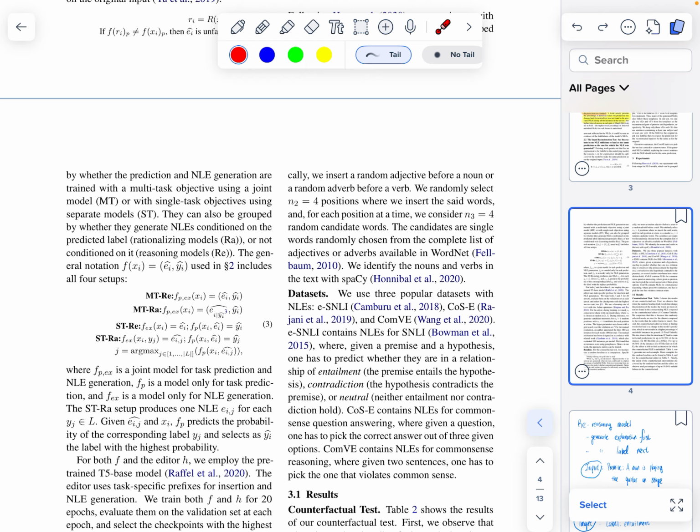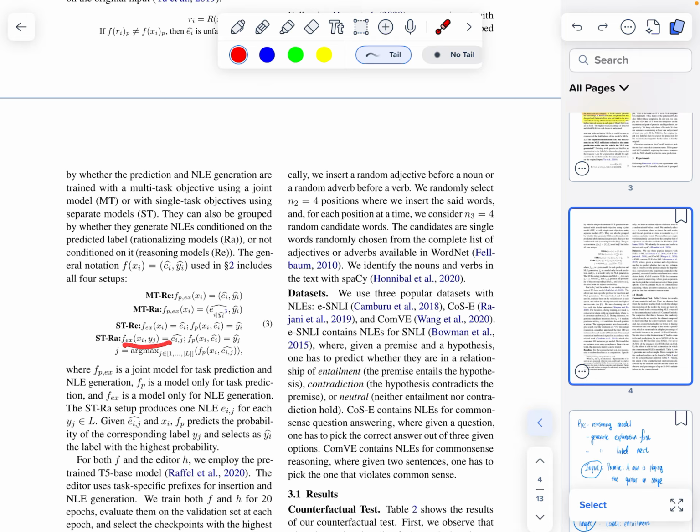What does this mean? So joint model means I think it is a joint model for task prediction and NLE generation, and then it generates the explanation and then the label, right? For the separate models, you have one that's for explanation, and then this explanation is fed into the prediction model. So yeah, you can see this is the same, and then it generates an output.